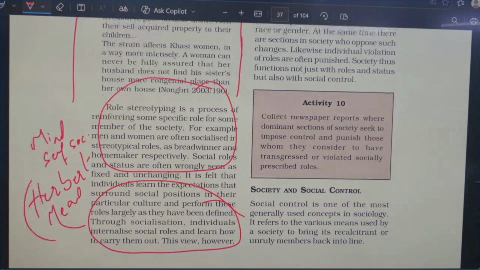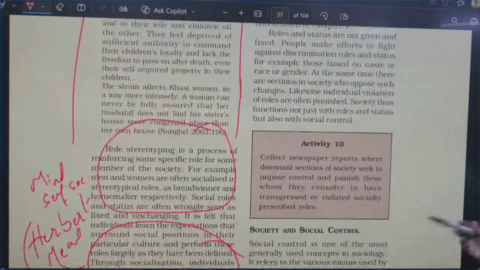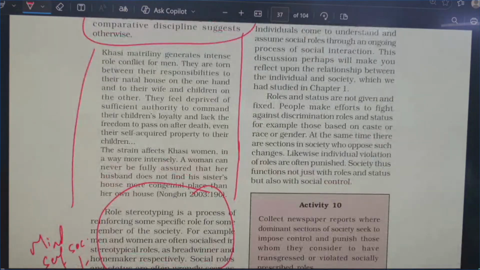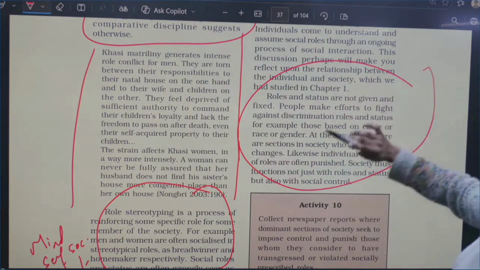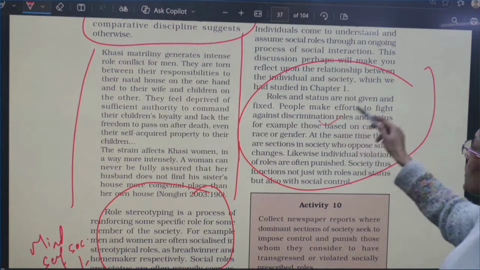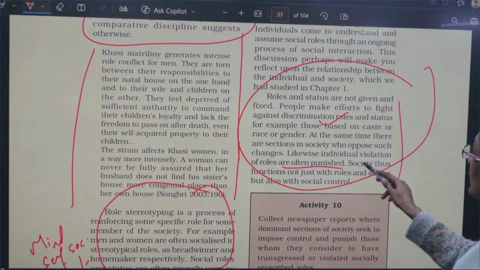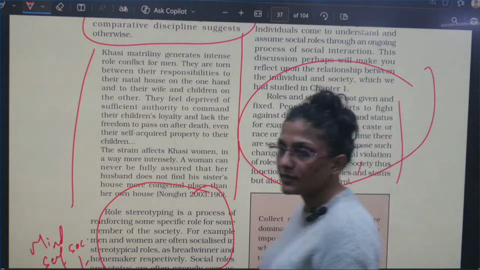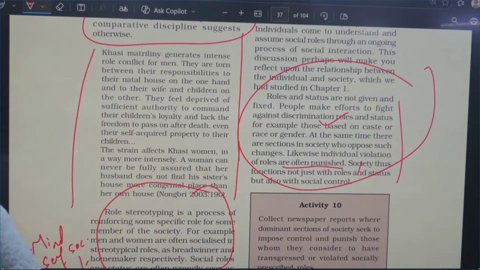Then you have society and social control. Okay? So how society is maintaining equilibrium? How we do not have any conflict. So roles and status are not given and fixed. People make efforts to fight against discrimination. Likewise, individuals' violation of roles are often punished. Okay? So we have given the status and we have given the roles. And now these status and roles are bringing social control.